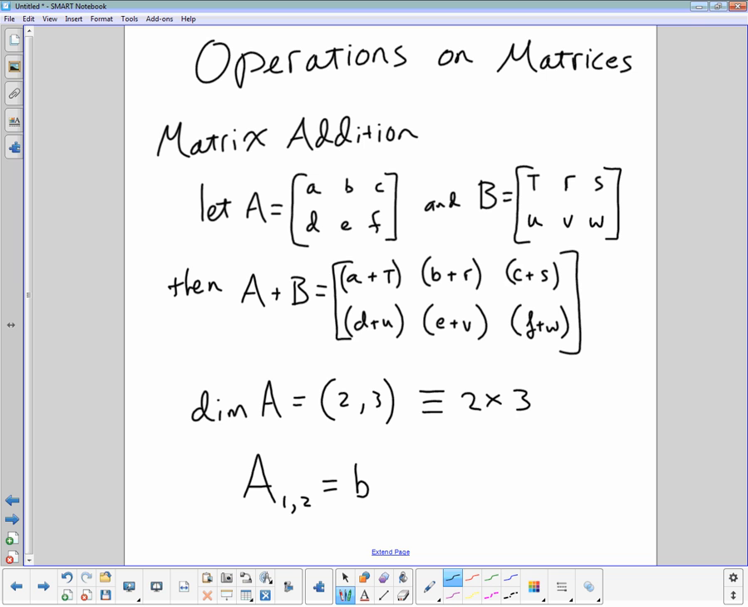If these matrices are at all different in their dimensions, they will not add or subtract. And obviously if I subtracted these two, it would be A minus T and B minus R, and so on and so forth. Addition and subtraction rules are the same.